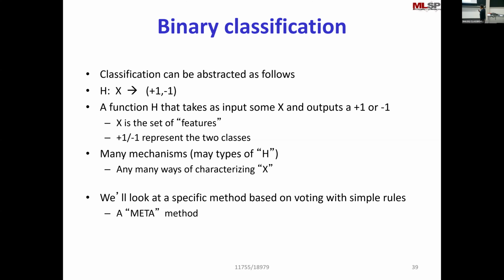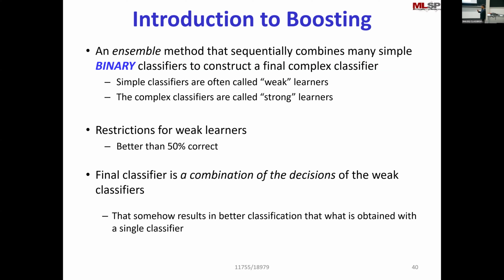So how does this work? This is the boosting algorithm. It's all about the ensembling method. It's an ensemble method that sequentially combines many simple binary classifiers to come up with a final complex binary classifier. The simple binary classifiers are what we will call weak learners, and the complex binary one is what we'll call a strong learner. Now, the restriction is that the binary classifiers, weak learners, must be correct more than 50% of the time.